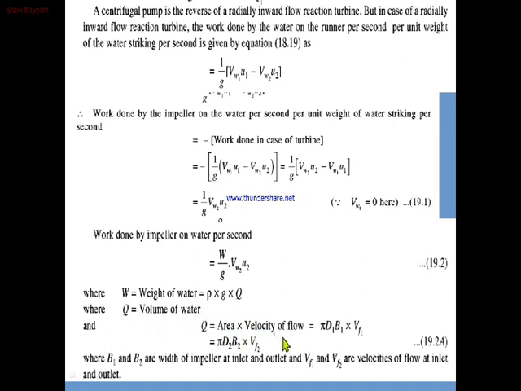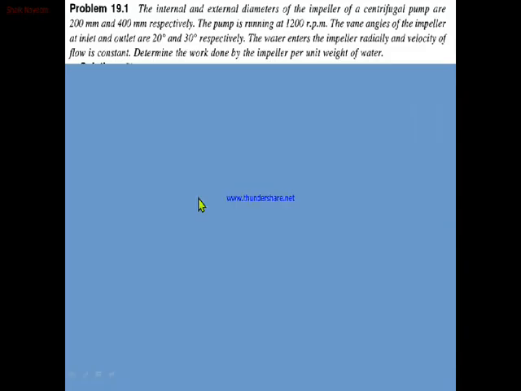Q can be written as area into velocity of the flow. So this will be written as pi D1 b1 Vf1 at the inlet. Similarly, at the outlet we can write pi D2 b2 Vf2, where b1 and b2 are the widths of the impeller at the inlet and outlet, and Vf1 and Vf2 are the velocities of the flow at the inlet and outlet.